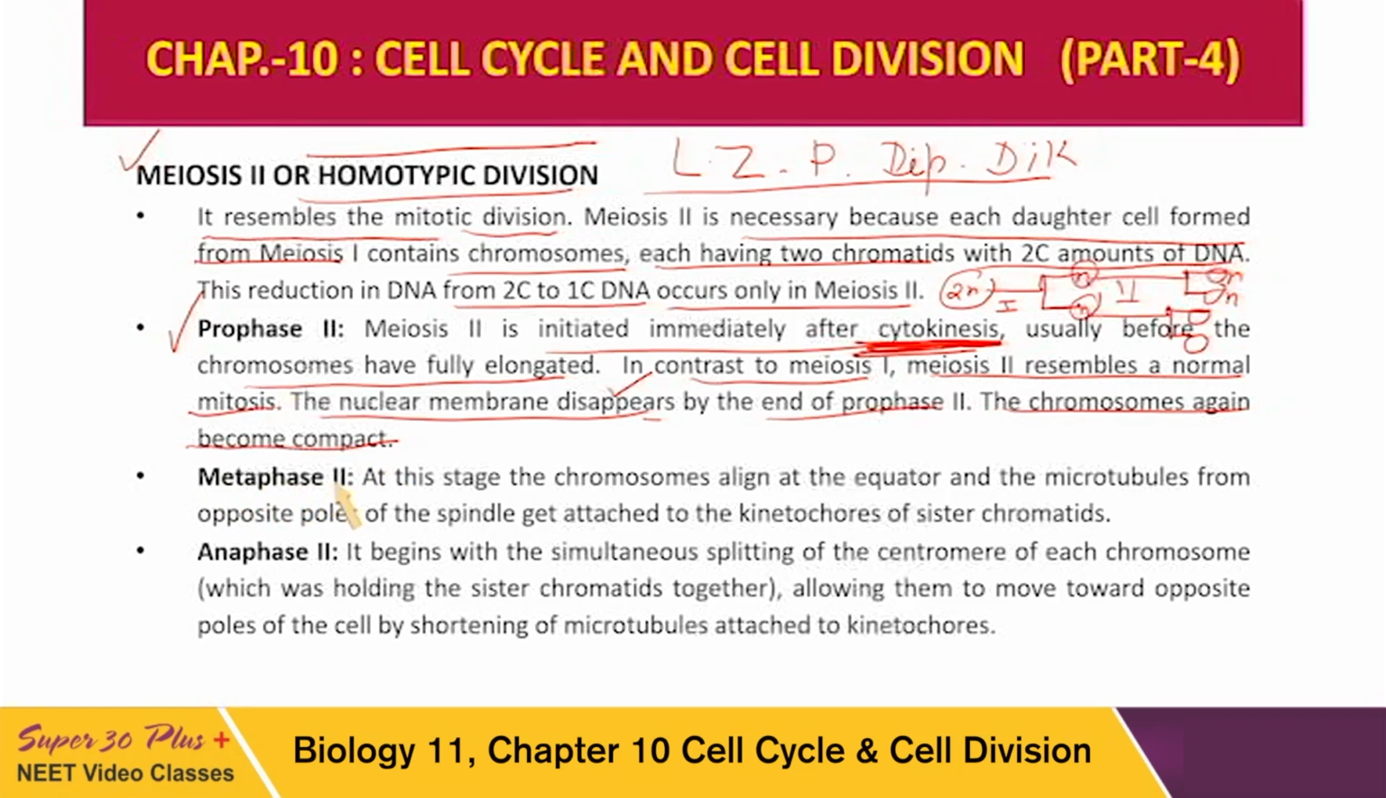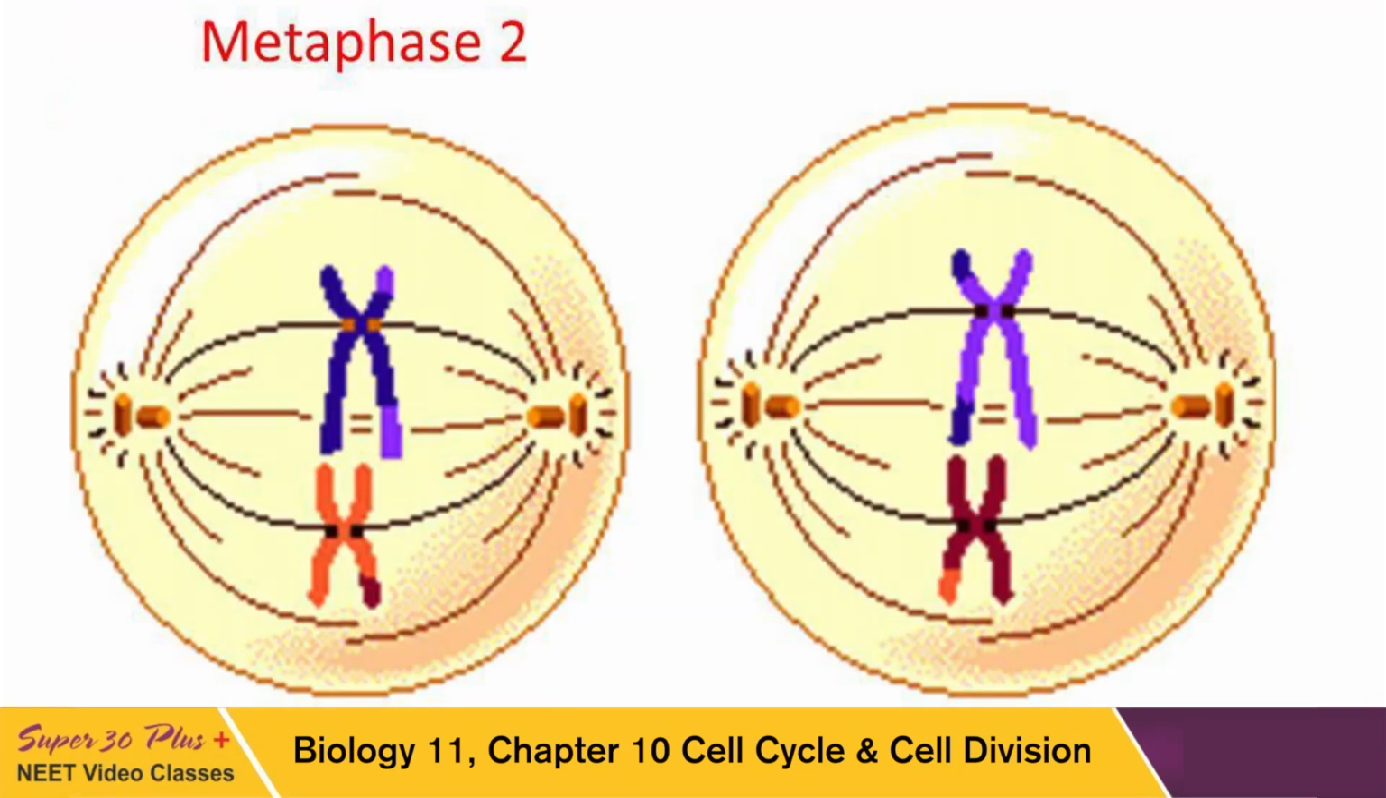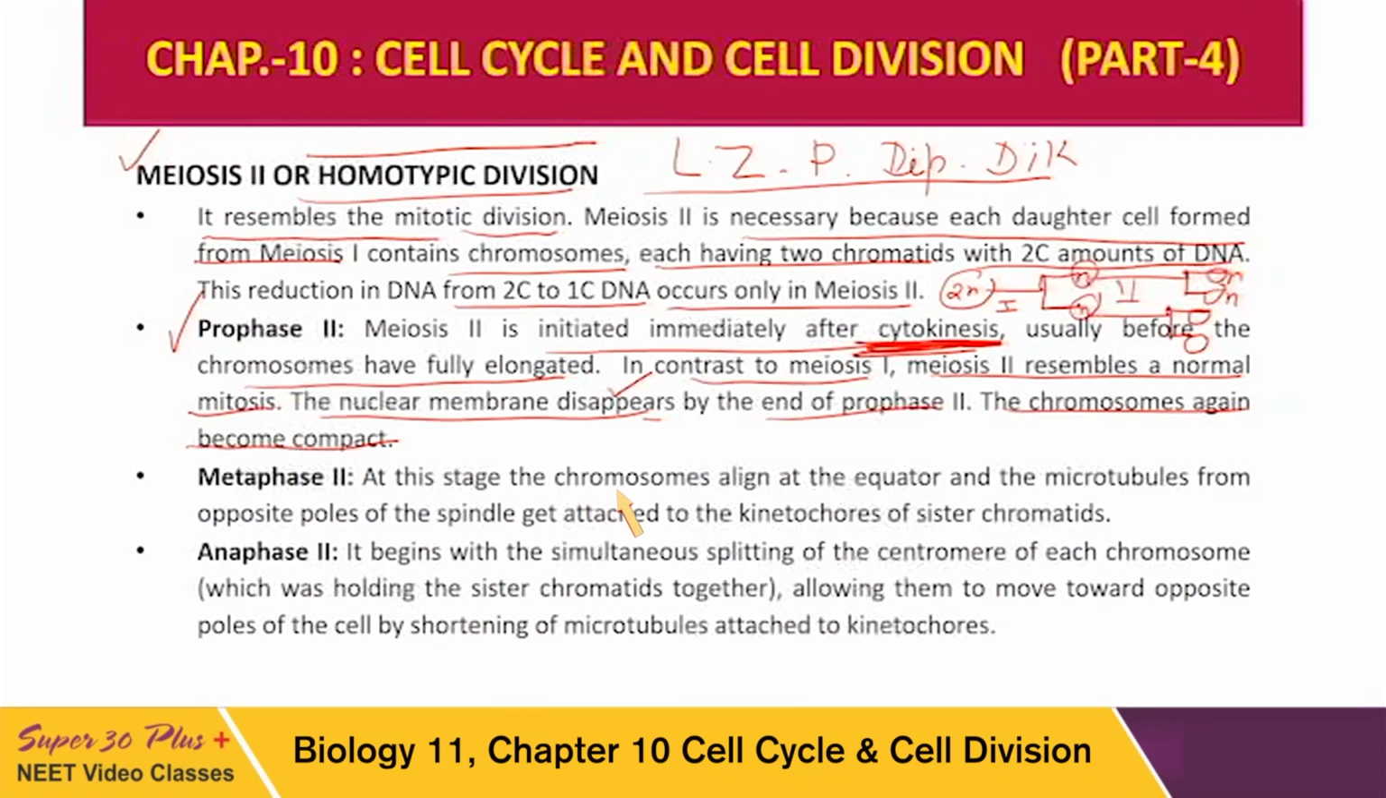Metaphase second, what will it be now? At this stage, chromosomes are aligned at the equator. Remember, if this is the cell, dear children, then the chromosomes are aligned at the equatorial plate, like this, and each chromosome has its chromatids. There is only one row of chromosomes. This is known as the metaphasic plate, one metaphasic plate.